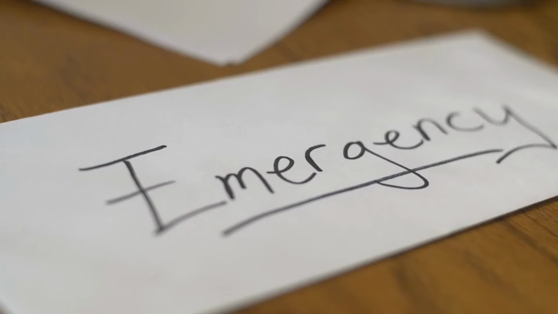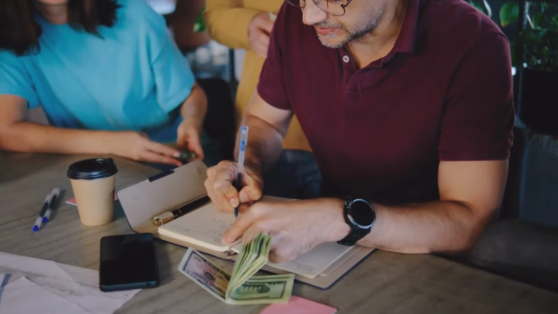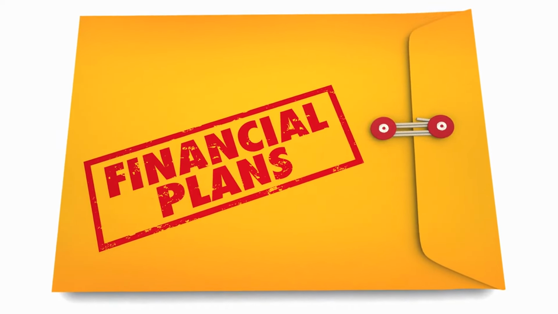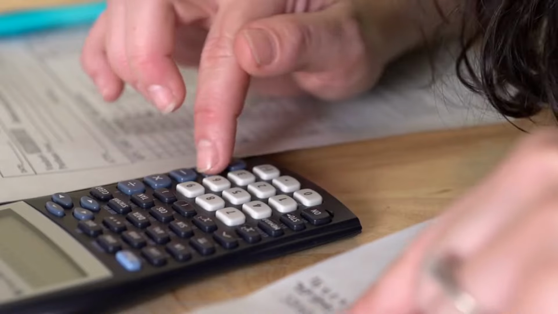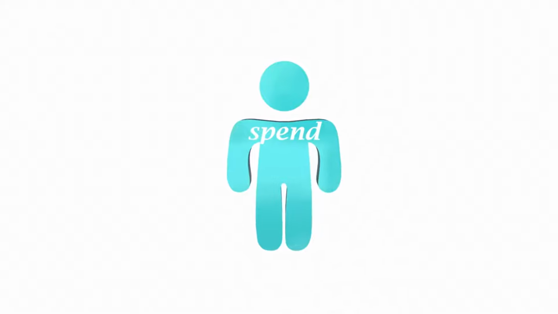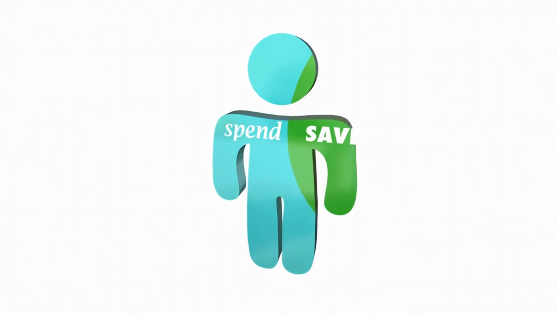Step 4. Choose a budgeting method. There are many budgeting systems to choose from. Here are 3 popular ones. The 50-30-20 rule. Allocate 50% of your income to needs, 30% to wants, and 20% to savings or debt repayment. The envelope method. Use cash and separate it into envelopes for each spending category. Once an envelope is empty, you stop spending in that category. Pick a method that fits your lifestyle and financial goals.